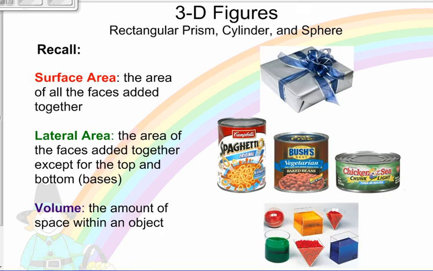So surface area, lateral area, and volume. Surface area is the area around the outside of the shape. It's like wrapping a present. So the wrapping paper on the outside would be the surface area. The lateral area of the faces is going to be without the top and the bottom pieces. So this is like the label on a can. That's the lateral area. And then volume is the amount of space an object can hold, like the soup inside the can or water filling a glass. That is volume.